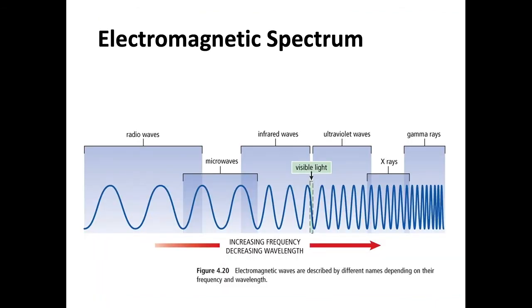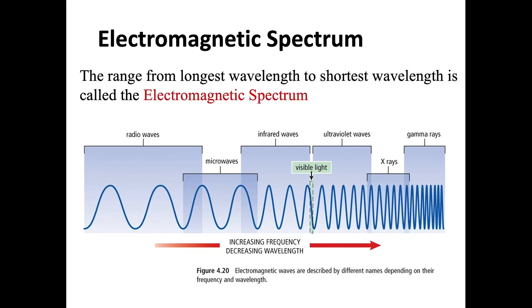So all of the things on the electromagnetic spectrum have a different wavelength. And they range from longest wavelength to shortest wavelength. So this is called the electromagnetic spectrum. So all of these things we're classifying as light, but only this tiny sliver is considered visible light. So it's moving from low energy all the way to high energy.